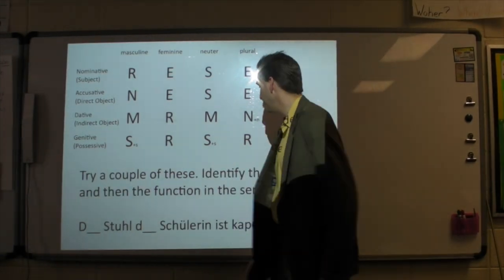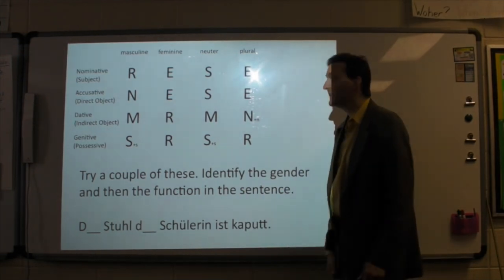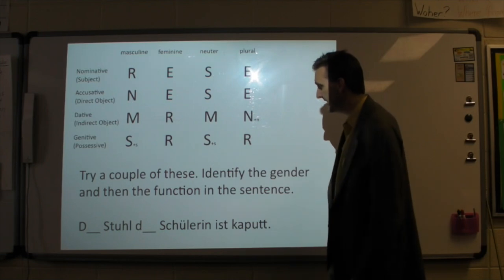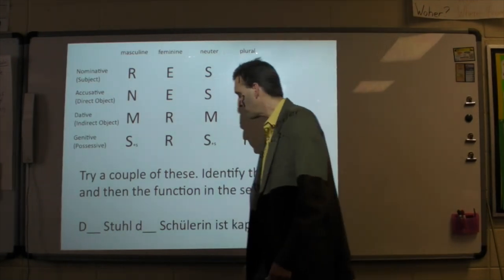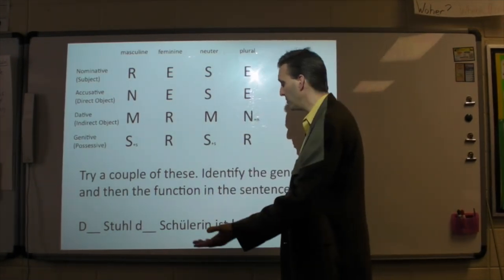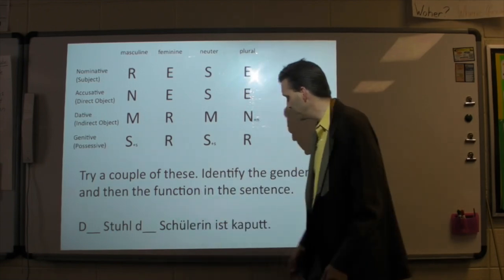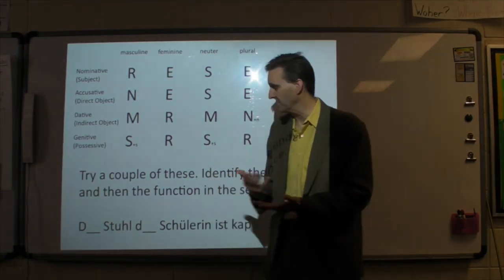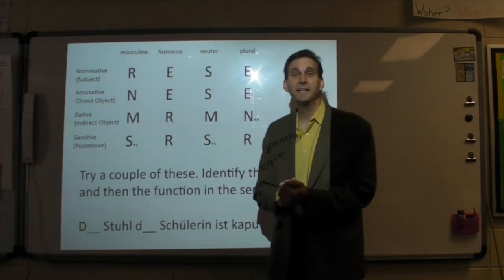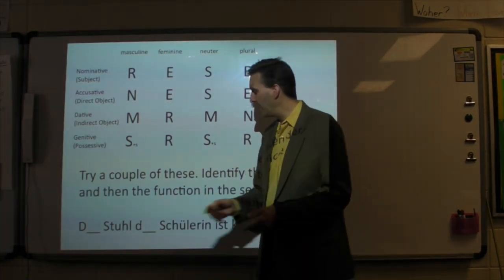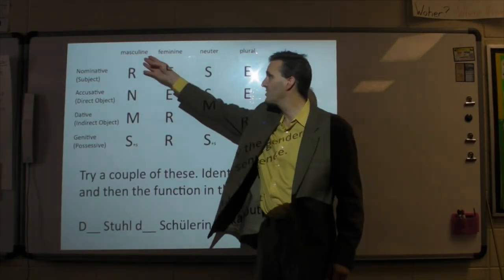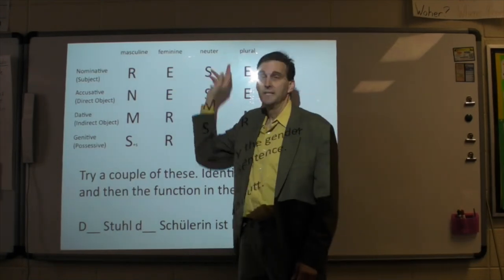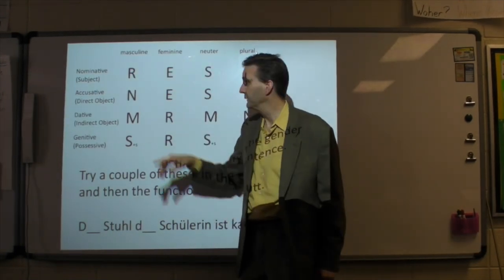Let's try a couple then. Remember, you really want to identify the gender and then the function of these words so you get the idea. Okay, we want to say the chair of the student is broken. So the student's chair is broken, but the chair of the student. So chair is the subject. And what is your guess on the gender of chair? Can't be plural, so you got three guesses. Chair happens to be masculine, okay?